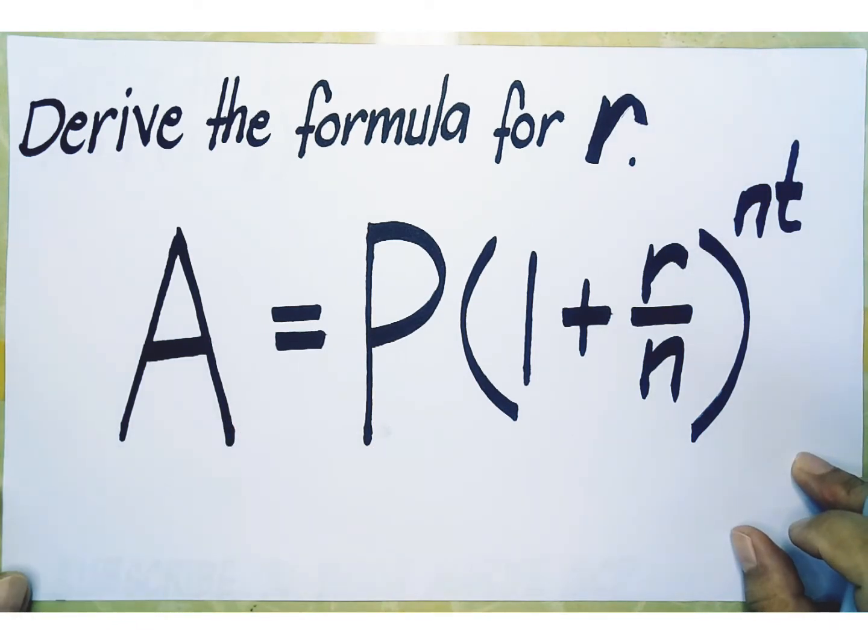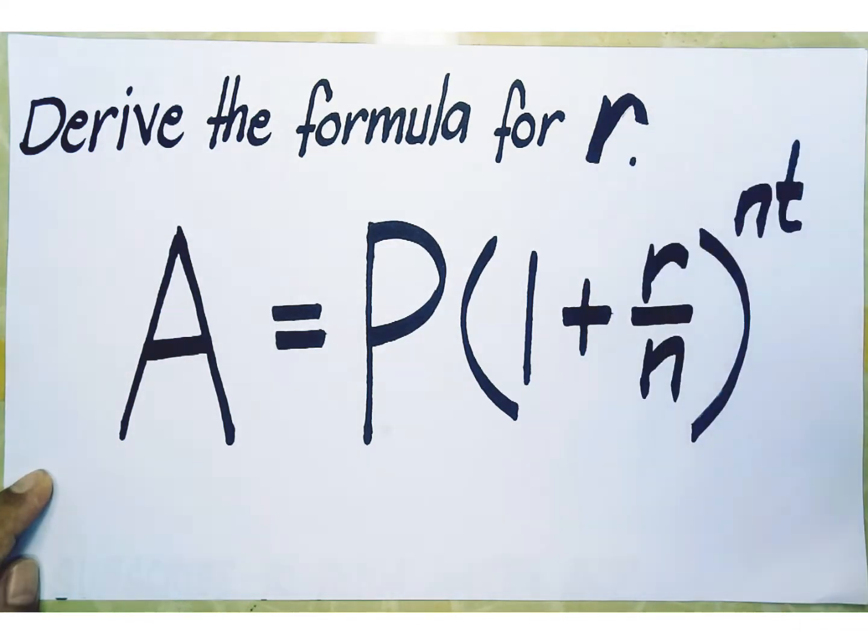Okay, so suppose that I am solving a word problem involving compound interest and I am required to find the annual interest rate or R. What should be my formula to find the missing R? So that is the subject of this video. I am going to tutor you on how to derive the formula when R is missing. Let's start.